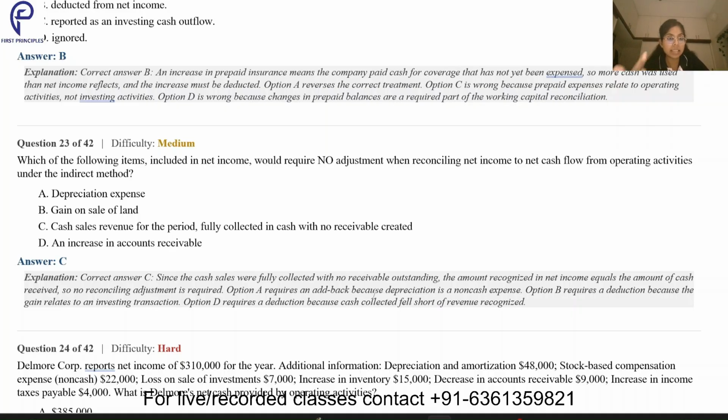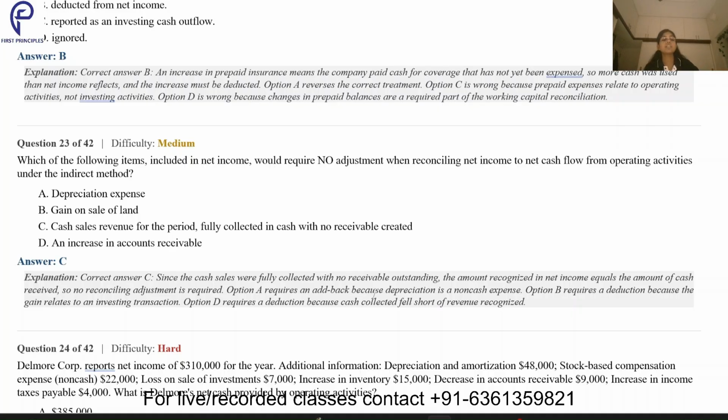Depreciation expense. Is depreciation expense adjusted? Yes, it is adjusted. So that means this is not the correct answer. Gain on sale of land. Is gain on sale of land adjusted? Yes, it is adjusted. So again, it is not the correct answer because we adjust it during the calculation of the cash flow from operating activity.